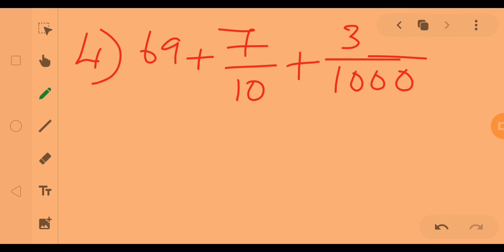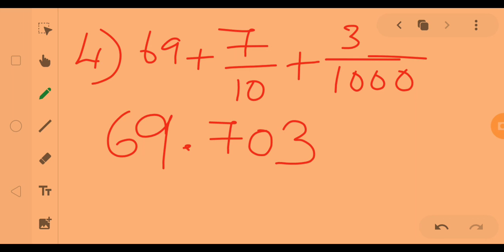See the last number: 69 plus 7 upon 10 plus 3 upon 1000. 69 is the whole number side. So we write 69 and the decimal point. Then the tenths place digit is 7. Between the tenths place digit and the thousandths place digit, we have the hundredths place digit. The hundredths place digit is not mentioned. We can't leave that place as it is, so we have to fill that place with 0. Then for thousandths, there are 3 thousandths. So this is how we write the number from the expanded form.